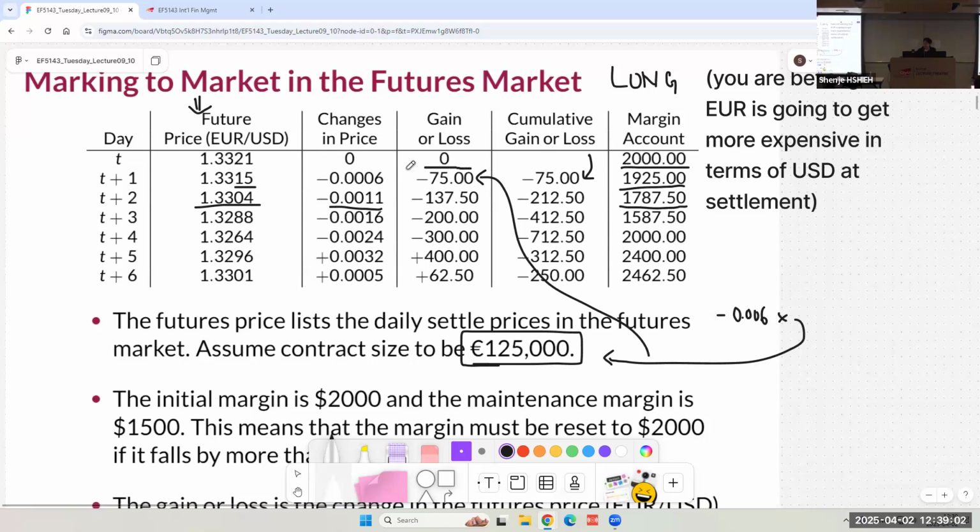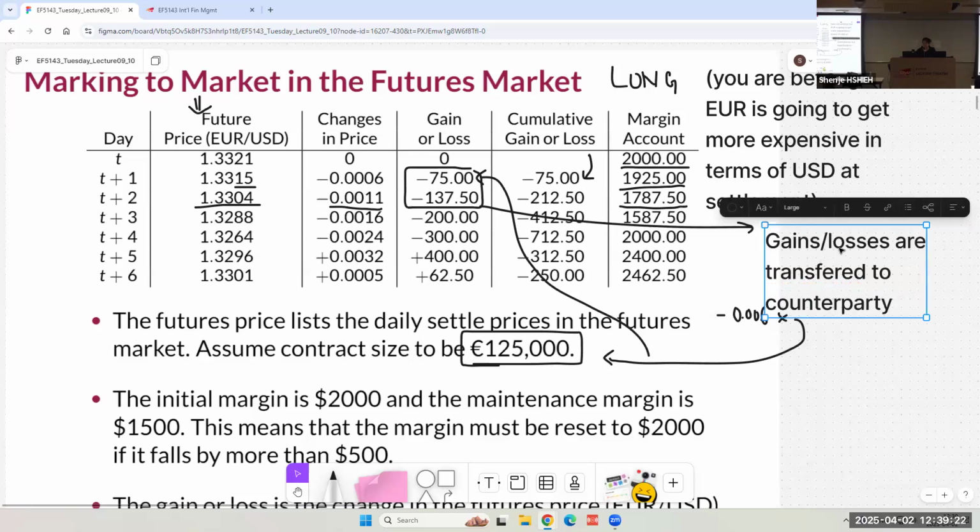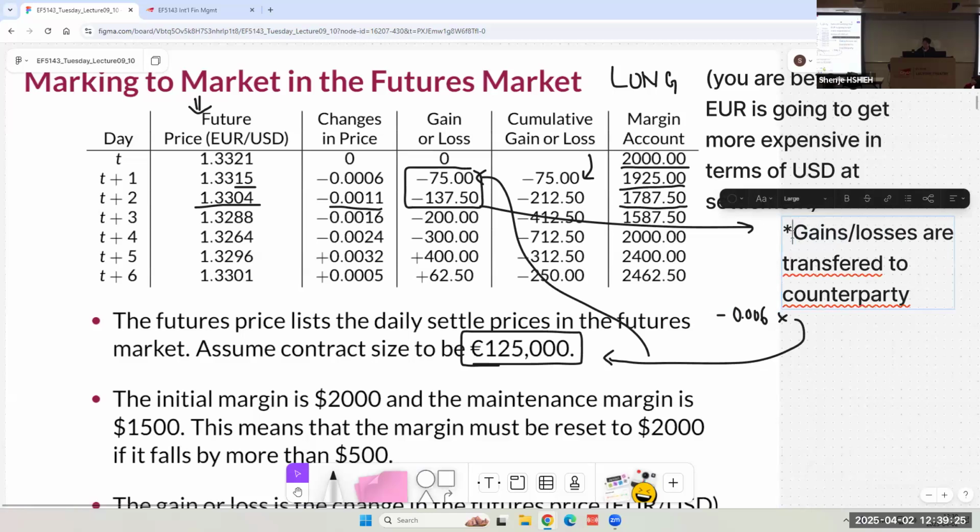And just know that these gains and losses are transferred to the counterparty. Okay, makes sense? So if you're winning, you get money from your counterparty. If you're losing, money is deducted from your margin account. Typically, there is a threshold such that if there's a decrease that is large enough, there will be a trigger in which you must recapitalize your collateral or your margin.